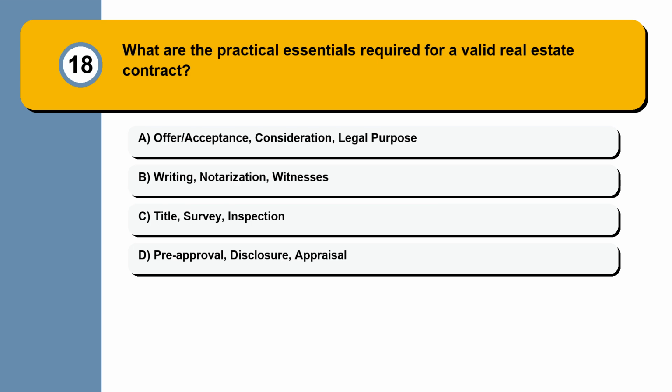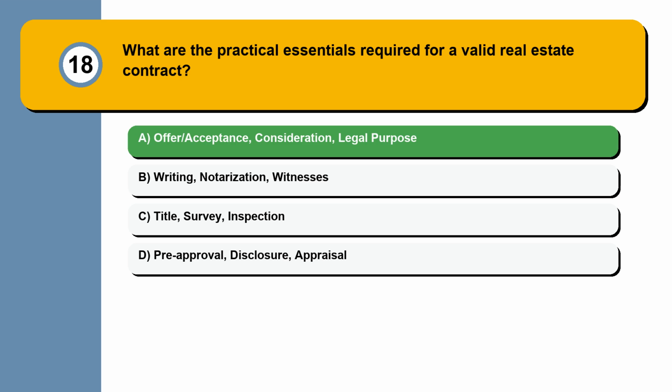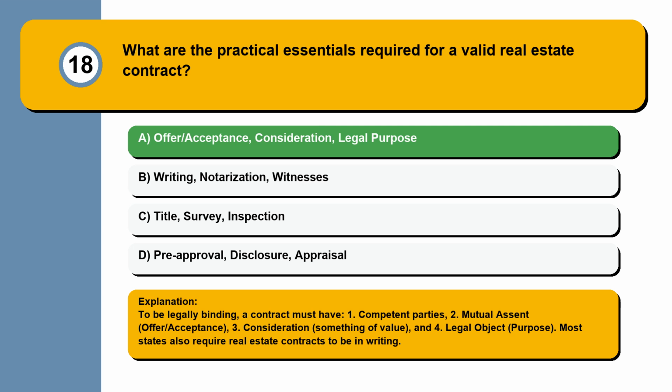Question 18. What are the practical essentials required for a valid real estate contract? Offer/acceptance, consideration, legal purpose, writing, notarization, witnesses, title, survey, inspection, pre-approval, disclosure, appraisal. To be legally binding, a contract must have: 1. Competent parties, 2. Mutual assent, offer/acceptance, 3. Consideration, something of value, and 4. Legal object, purpose. Most states also require real estate contracts to be in writing.